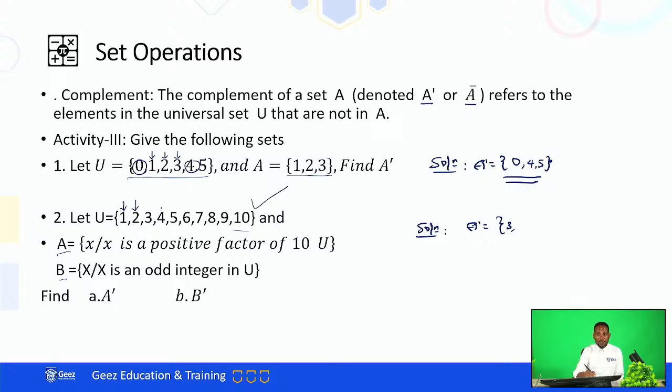Then is 4 a positive factor of 10? No. Then we write it. Is 5 a positive factor of 10? Yes. Then we just give a note.